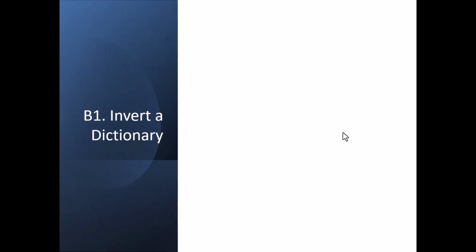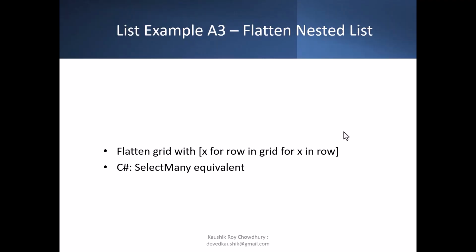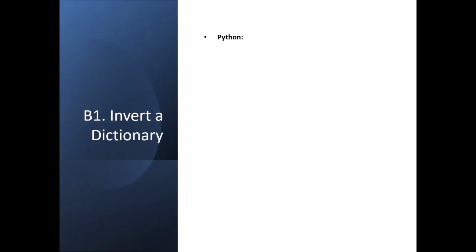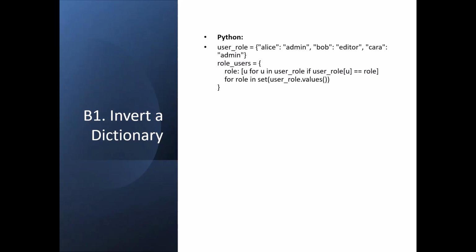Now let us see how to invert a dictionary in Python and C#. Inverting a dictionary means, in this case, we are mapping users to roles, but after inversion, roles will be mapped to users. Okay, so this is how the code looks, and if we run this code, it will be clear.